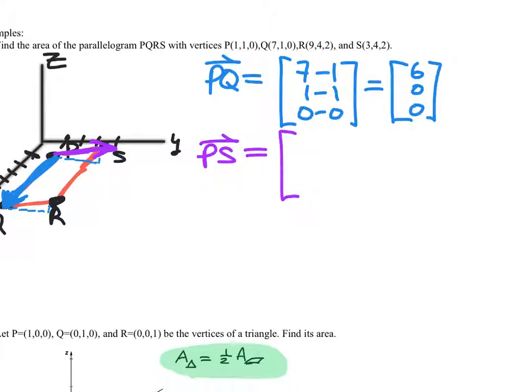So we're looking at 3 minus 1, 4 minus 1, and 2 minus 1. 2 minus 0. So 2, 3, 2.